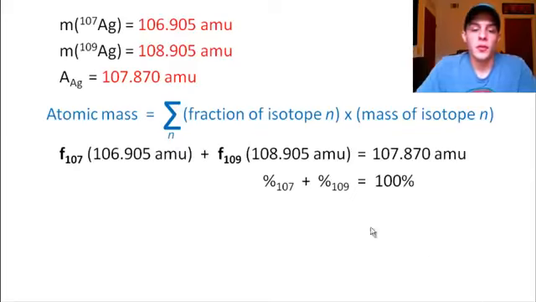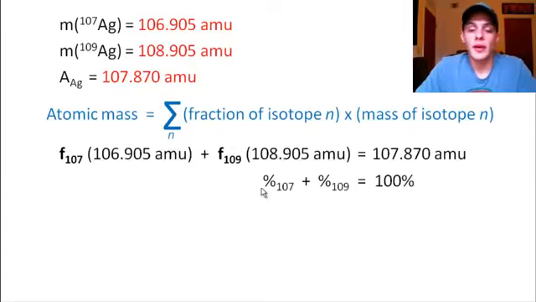So there it is. Silver, in other words, the percentage of silver 107 plus the percent abundance of silver 109, that has to be 100%. And to convert those percentages into fractions, basically all we have to do is divide by 100, because that's what a percentage is. It's just the fraction multiplied by 100.